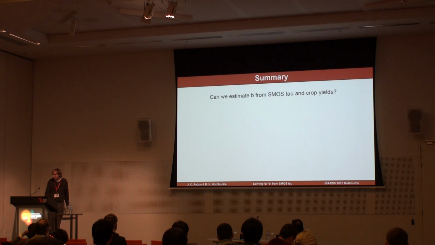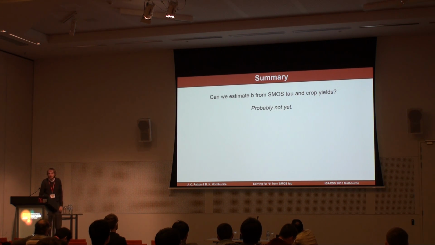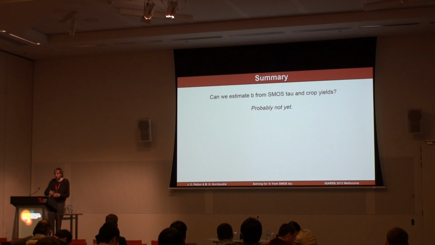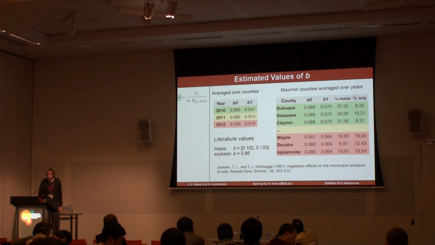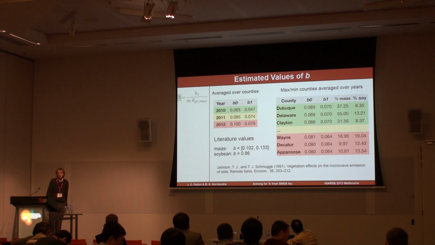At this point, can we estimate this B parameter from SMOS tau and crop yields? Well, probably not yet. We're a little low. There are some things that we still want to tweak with this method. But at least it shows some promise. We're in the ballpark here, but it's definitely not something that you would want to use.